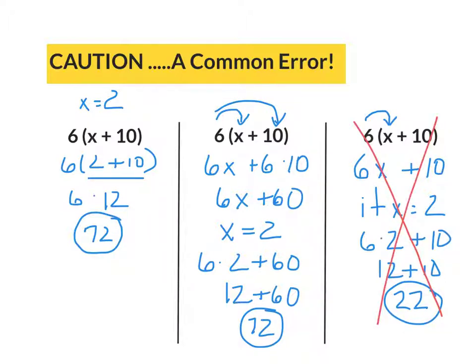And it's wrong because the 6 was not distributed to the 10. When we talk about distribution, we need to distribute the number on the outside of the parentheses to each of the terms inside parentheses, as we did here in this example. So please be careful when you are distributing that you distribute to all of the terms inside the parentheses. That's the end of our video, and I hope you have learned how to distribute properly.